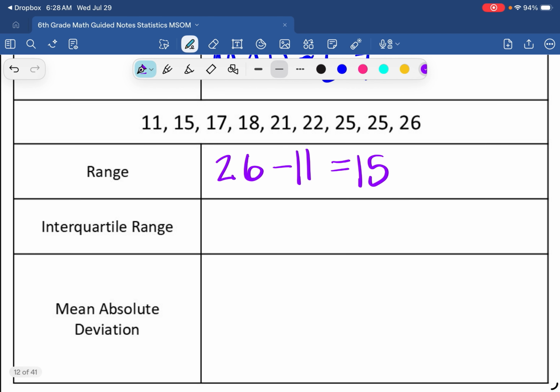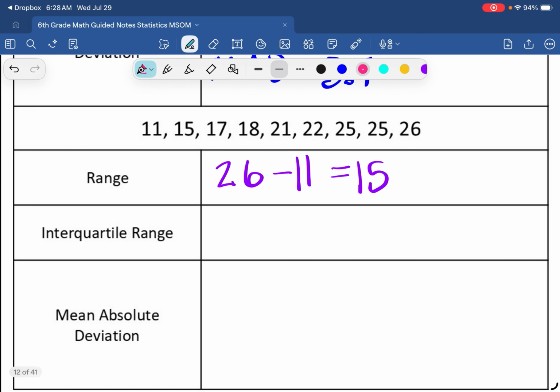My interquartile range, I need to break up my data by the medians. So we have my median here in the middle, which is going to be 21. And then the median of the lower half of the data, there's 4 data points down here, so the median is going to be right there, and that will be 16. I can find the mean of 15 and 17 if I need to. And the median right here is going to be 25, because the number between 25 and 25 is also 25. So the interquartile range would be 25 minus 16, which is 9.